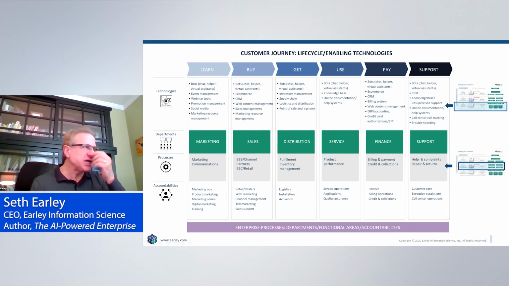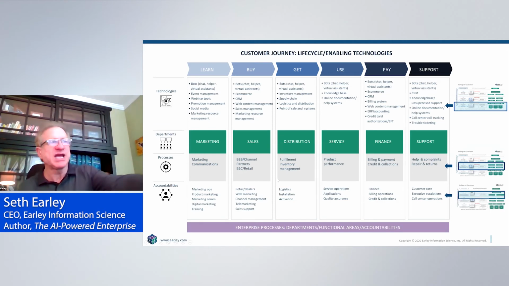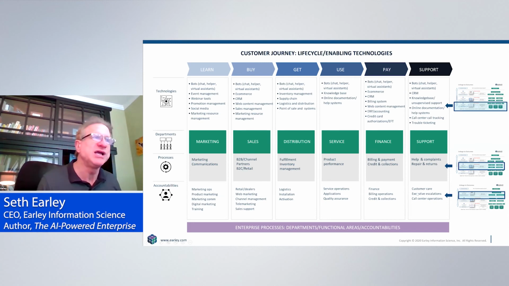But then we can also say, well, what are those processes? So there are processes here that are in support of that customer experience, that journey. Those are also things that can be measured, right? That's the process efficiency. And then, of course, we're trying to say, well, what are the accountabilities and what are we trying to do? And that's really getting into the business outcomes.